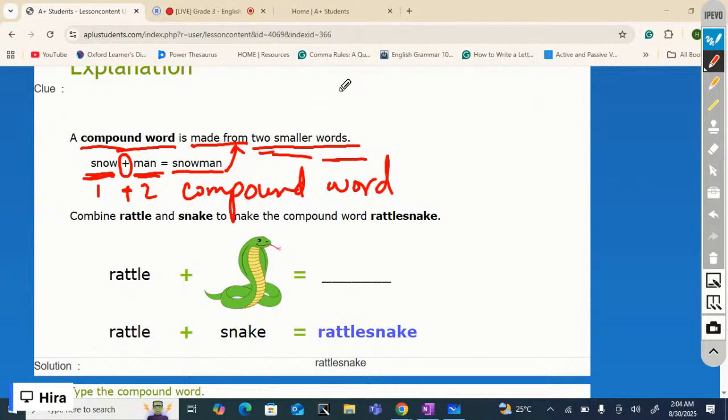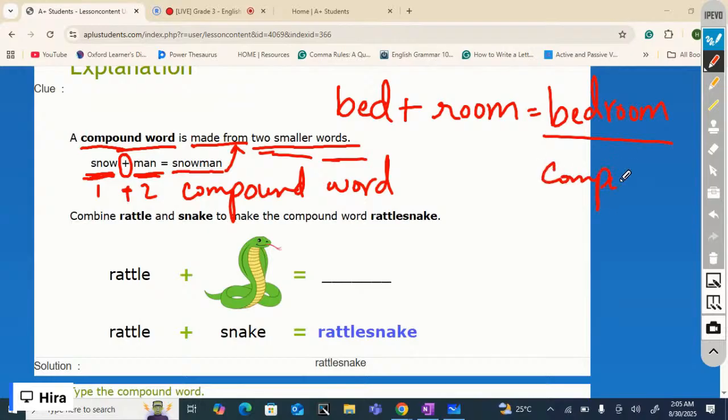Let's say there is another word, there are two small words, bed and room. When you combine these two, you get a new word, bedroom. And bedroom is a compound word.